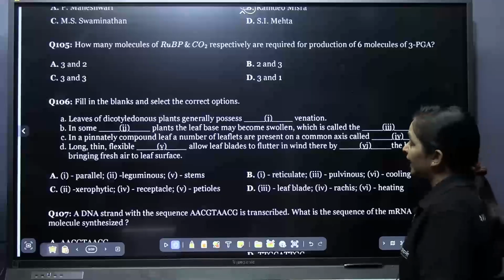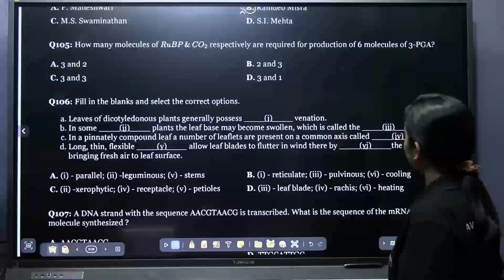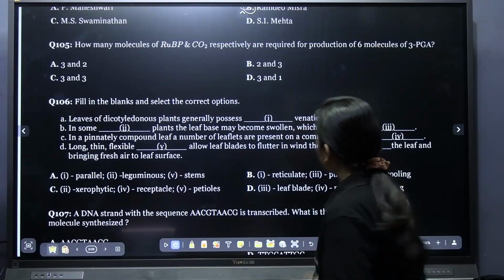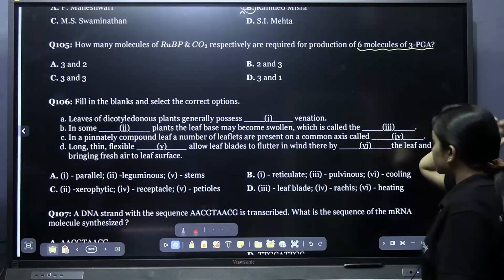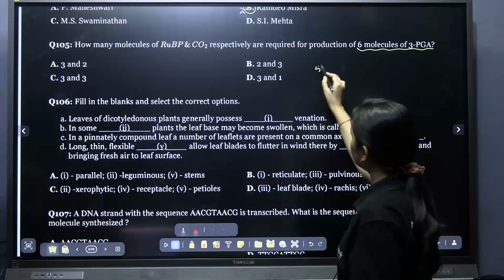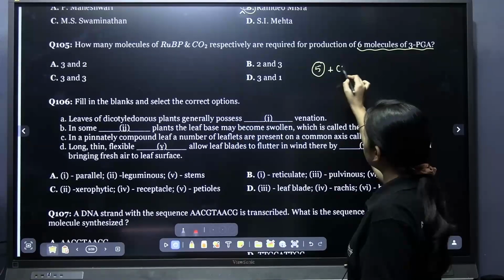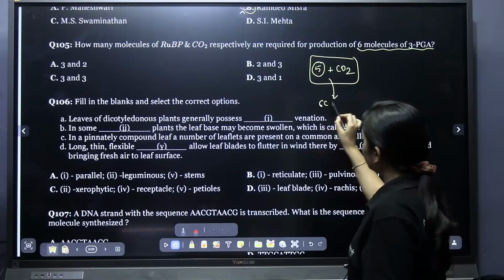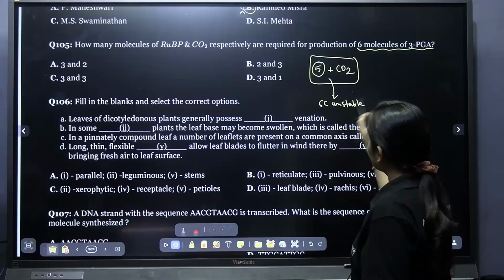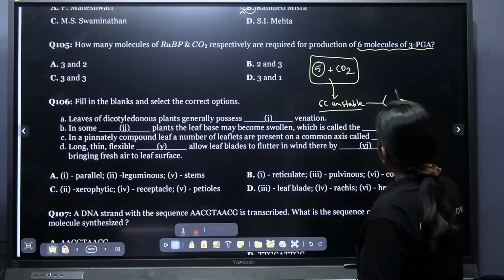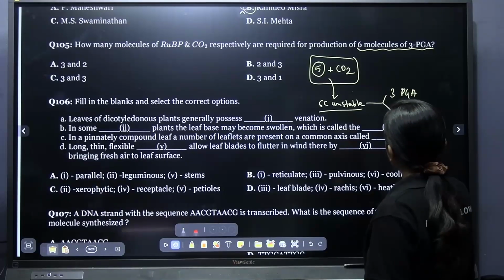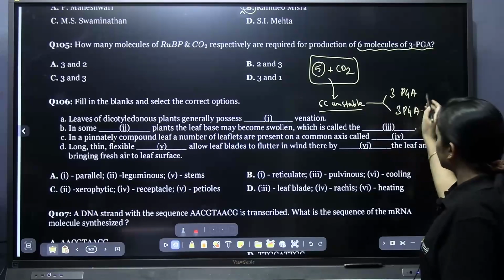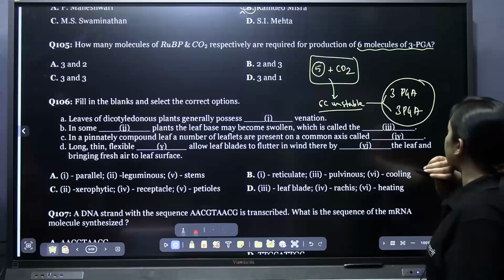How many molecules of RuBP and carbon dioxide respectively are required for production of 6 molecules of 3-PGA? Can you solve this? We need to find 6 molecules of 3-PGA. Okay. So RuBP is a 5 carbon compound. When carbon dioxide is added to it in the carboxylation process, it will form a 6 carbon unstable product. This unstable product will divide into 2 molecules of 3-PGA. So in one cycle, 2 molecules of PGA will be coming, isn't it?